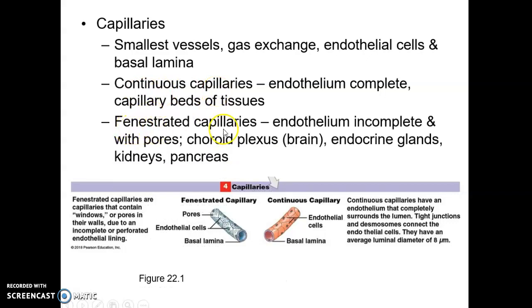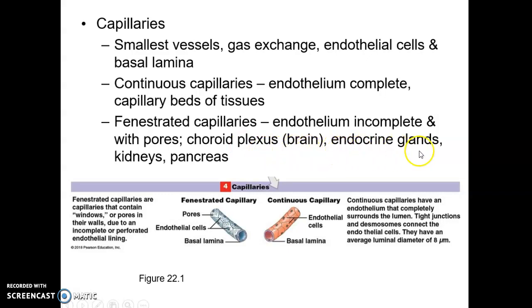There's also fenestrated capillaries, which means they have holes or pores in them. The endothelium is incomplete, which means very rapid diffusion of materials. As you see here, the fenestrated capillaries have little holes, the pores. And this allows rapid movement of material, much more so than in the continuous capillaries in the capillary beds. So the fenestrated capillaries are only found in certain locations, like the choroid plexuses in the brain. Remember, that's where the cerebrospinal fluid is produced in the ventricles.